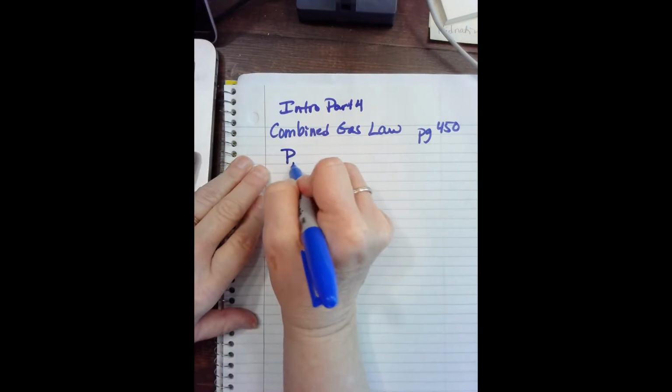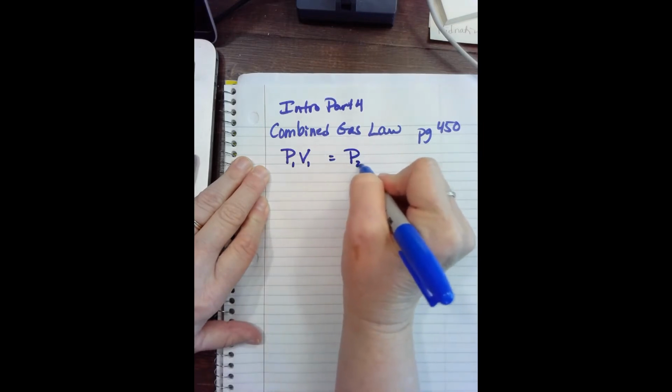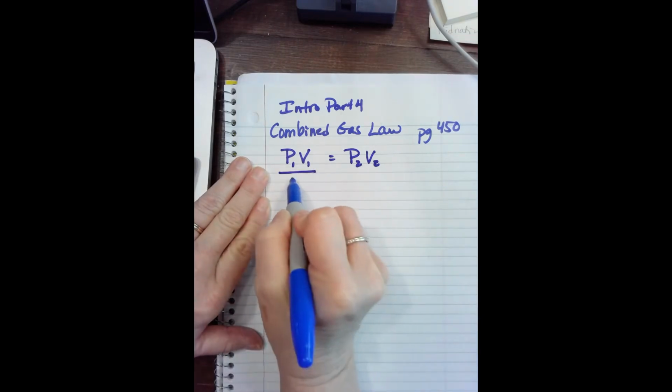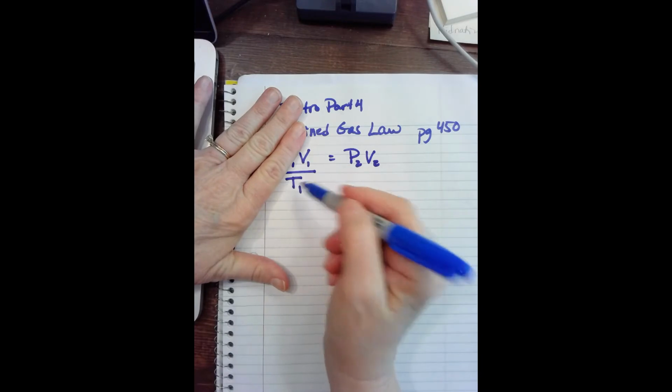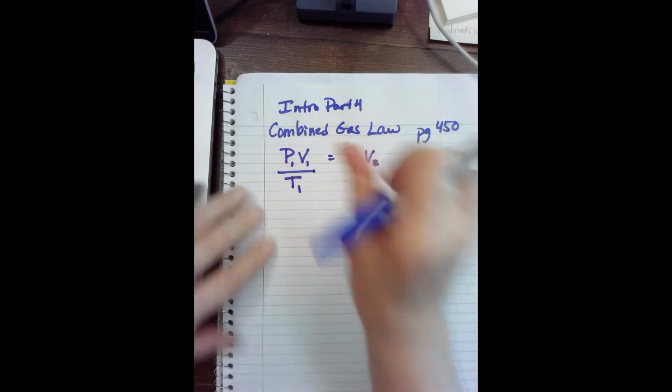So the combined gas law is, so there's Boyle's law. And then, of course, that's Charles' law, V1T1. And that's Gay-Lussac's law. Oh, you can't see that. That's Gay-Lussac's law, P1 over T1.